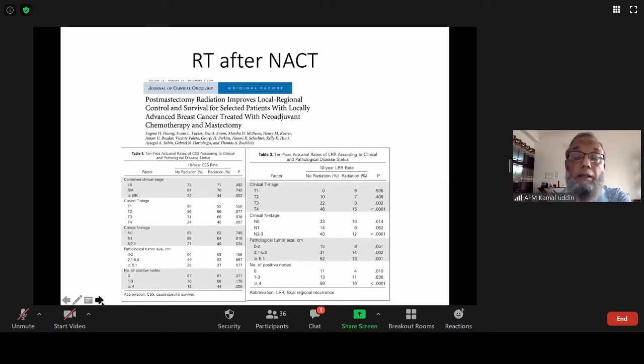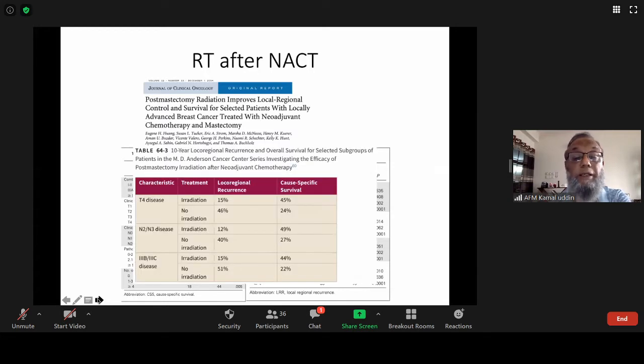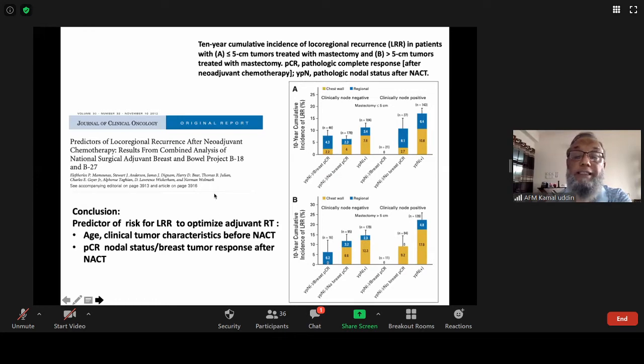In MD Anderson, they took a retrospective analysis of a few of their data, six trial patients, and found that after NACT, stage 3B and C groups of patients benefited from adjuvant radiotherapy, adjuvant nodal radiation. And NSABP B-18 and 27 showed the effect of regional radiation in the pathologically complete response group. They showed that if it is a pathologically complete response, the effect of nodal radiation is quite less.